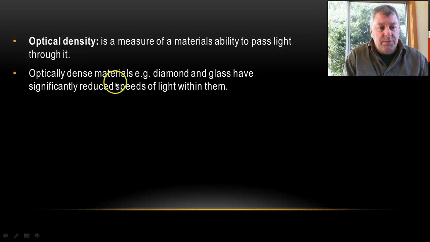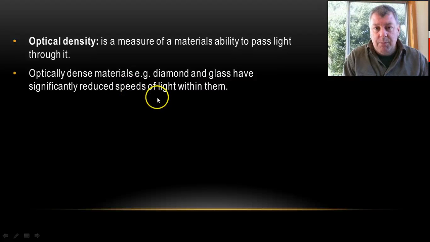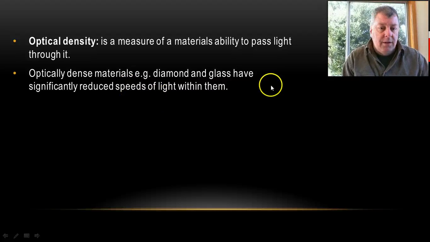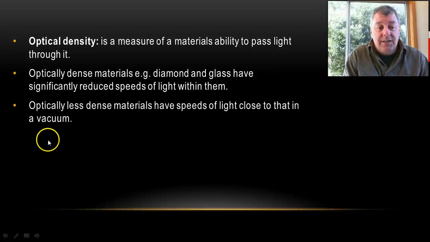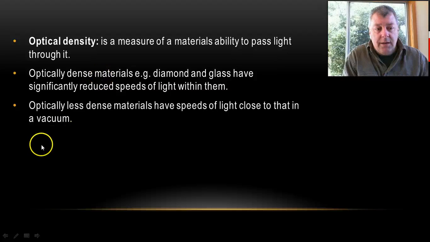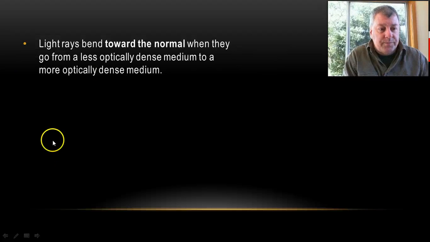So optically dense materials, for example diamond and glass, the light travels very slowly through them, and therefore has a greater effect on them. Whereas less dense materials, the speed of light is pretty close to that of a vacuum. So something like air would be optically less dense than diamond and glass. Another dense material we commonly use is water and ice as well.